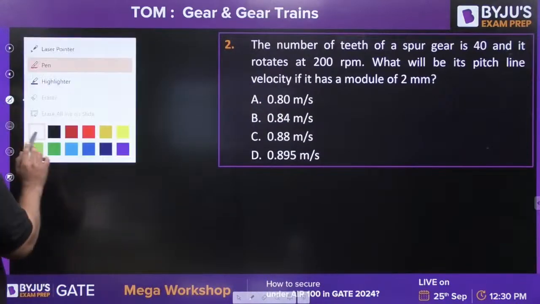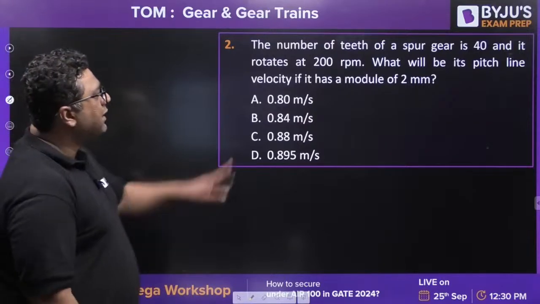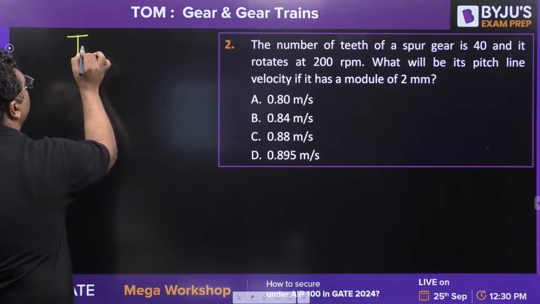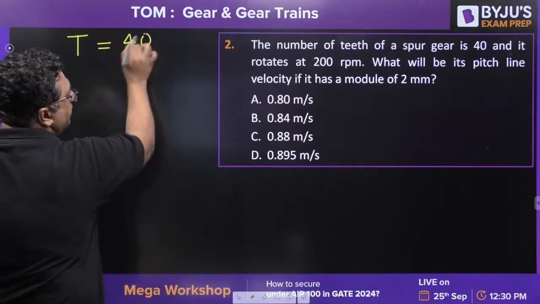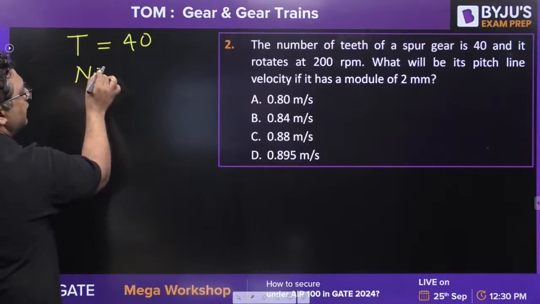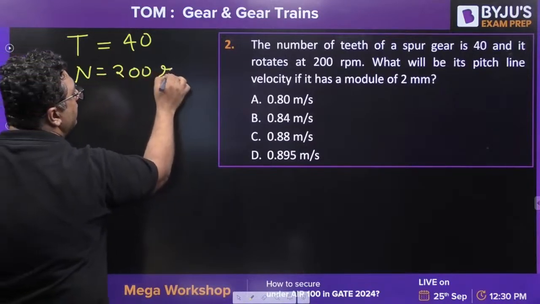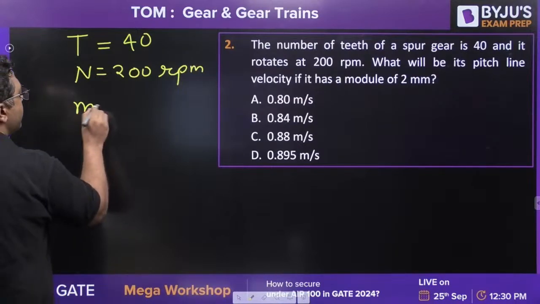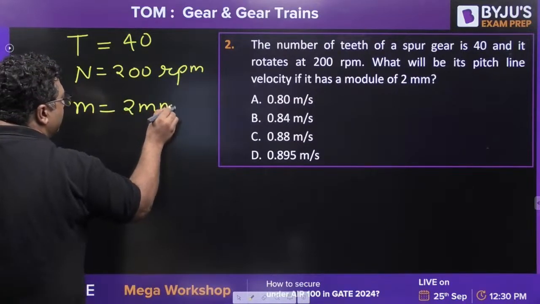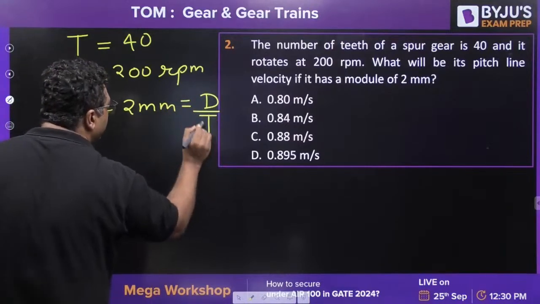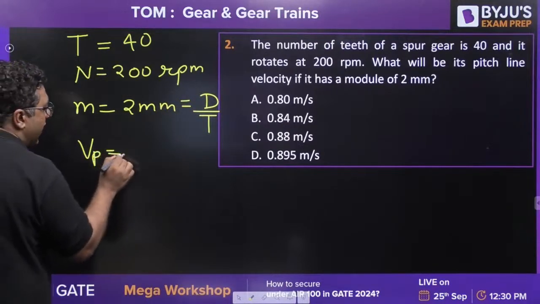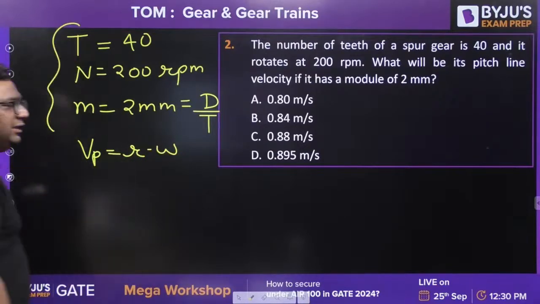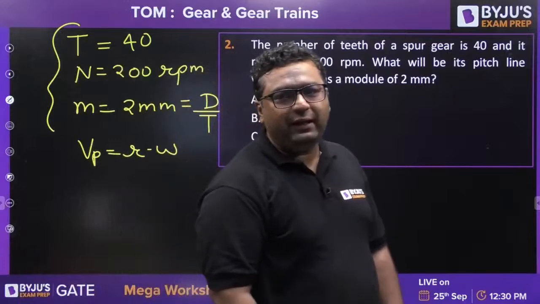Now this is question number 2 in front of you, guys. The number of teeth of a spur gear is 40, and it rotates at 200 RPM. They are asking what will be its pitch line velocity if module is 2 mm. I feel you know everything. Module is given by d by t and pitch line velocity is r into omega. So use these things and get the value. I feel everyone will be getting this.